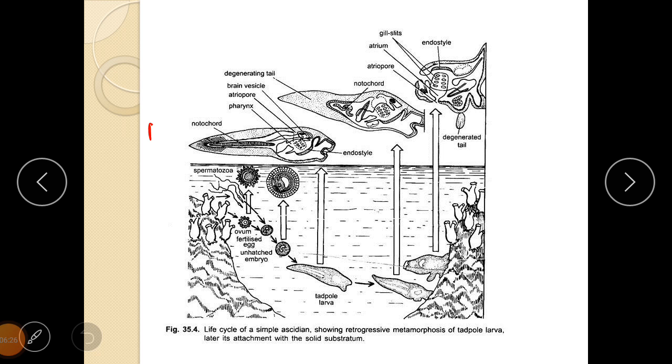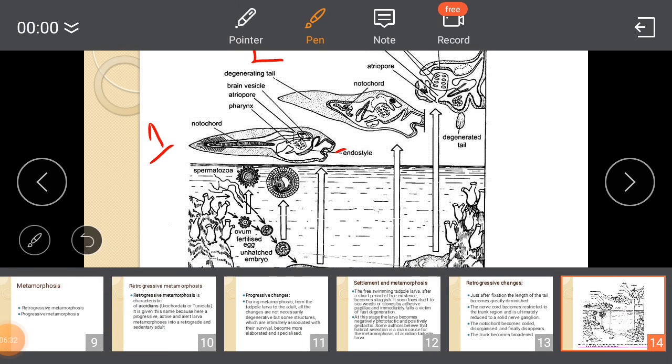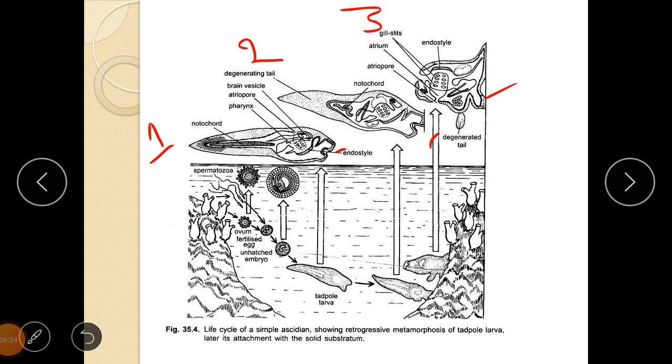So, this is the first stage of retrogressive metamorphosis, and this is the second and this is the third stage. So, these are the three stages. The larva goes from active to sluggish movement, and they attach to the substratum with the help of adhesive papillae. You can see the adhesive papillae here, and it undergoes degeneration. Degeneration means it will reduce some structures, right?